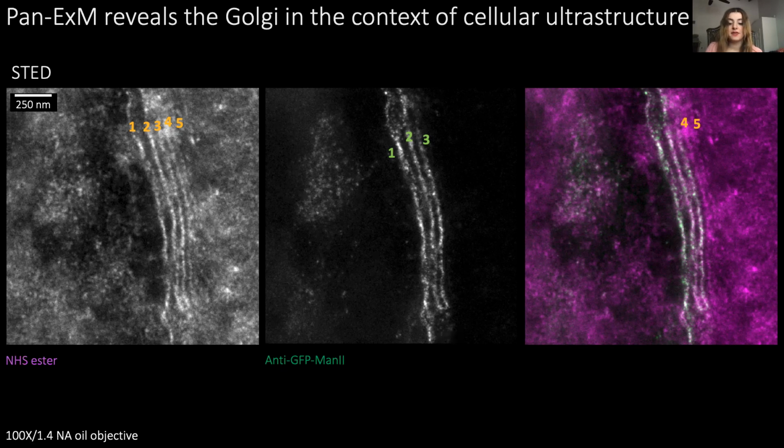cisternae. In the MAN2 channel, you can see 3 Golgi cisternae. MAN2 is a medial Golgi marker. This suggests that the other 2 cisternae here might be cis or trans. This combination of ultrastructural analysis with specific labeling at spatial resolutions down to 5 nanometers in this example could help map out specific compartments within organelles, as this example illustrates. And so we anticipate that with the appropriate biological questions, this approach could be very powerful.